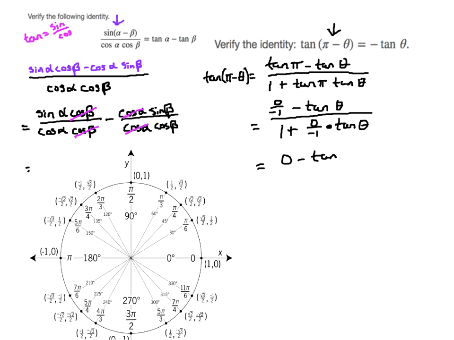Which is the same thing as 0 minus tangent theta divided by 1 plus, well, 0 times the tangent of theta is just 0. So this is negative tangent theta divided by 1, which is just negative tangent theta. That's it.